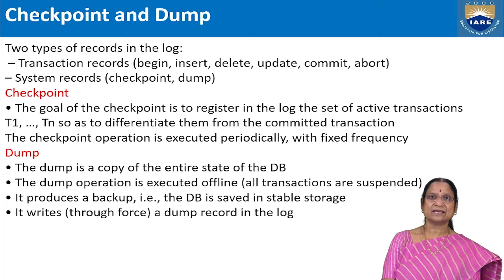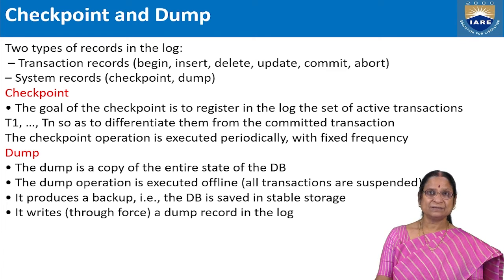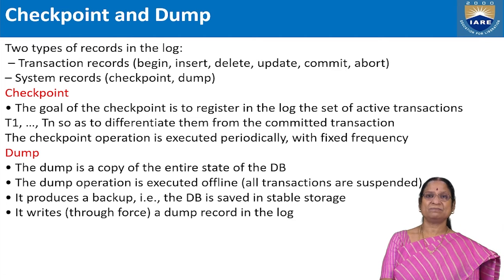So what are these logs actually? These logs are of two types, transaction records and system records. Transaction records are useful to do either the redo or undo process. System records tell us up to which point this redo and undo process has to be considered. Transaction records means begin, insert, delete, update, commit, abort. System records means checkpoint, dump, etc.